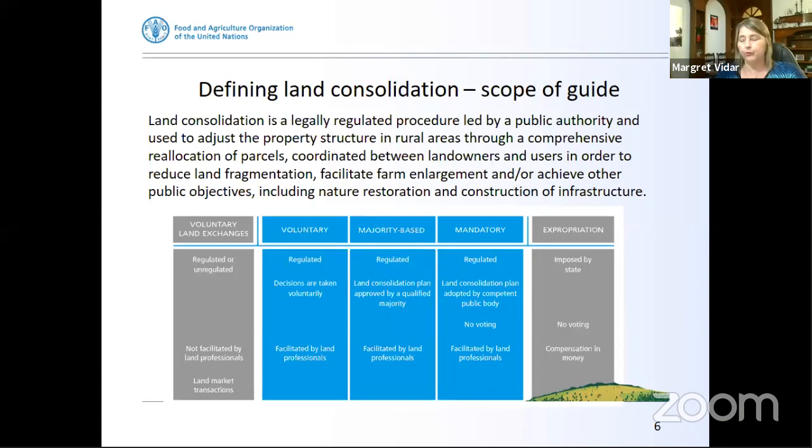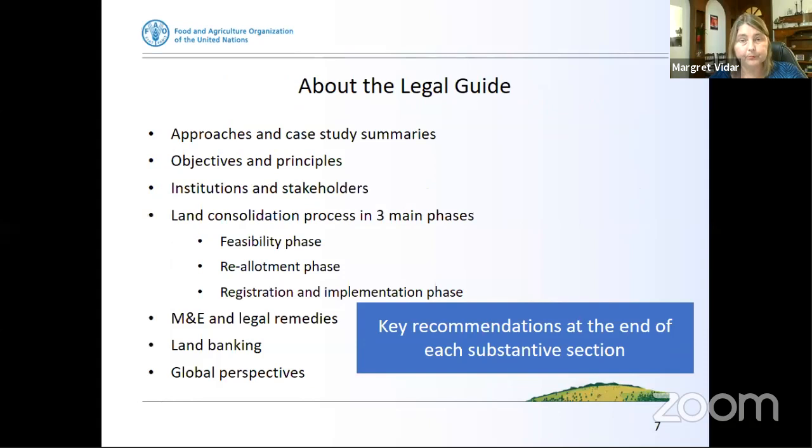There are only opportunities to appeal if you are very unhappy. Now, a little bit more about the legal guide. You can see that there's sort of an outline that is listed there. I'm not going to talk about that. You can look at it yourselves.